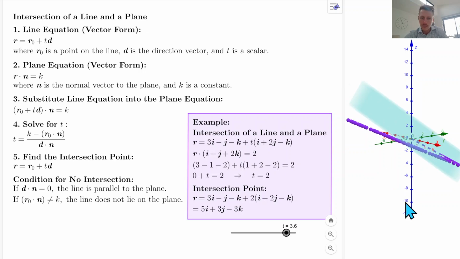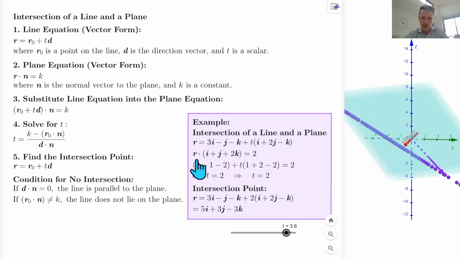That's the blue plane. Okay, if we do in fact take the dot product, get a pen and paper out, work it out, but you'll get something like this. And then if you solve for t, you'll get that t is 2. Once we know that t is 2, we just substitute t back into the line equation, and you'll get this, where you've substituted 2 for t, and then you'll get 5i plus 3j minus 3k.